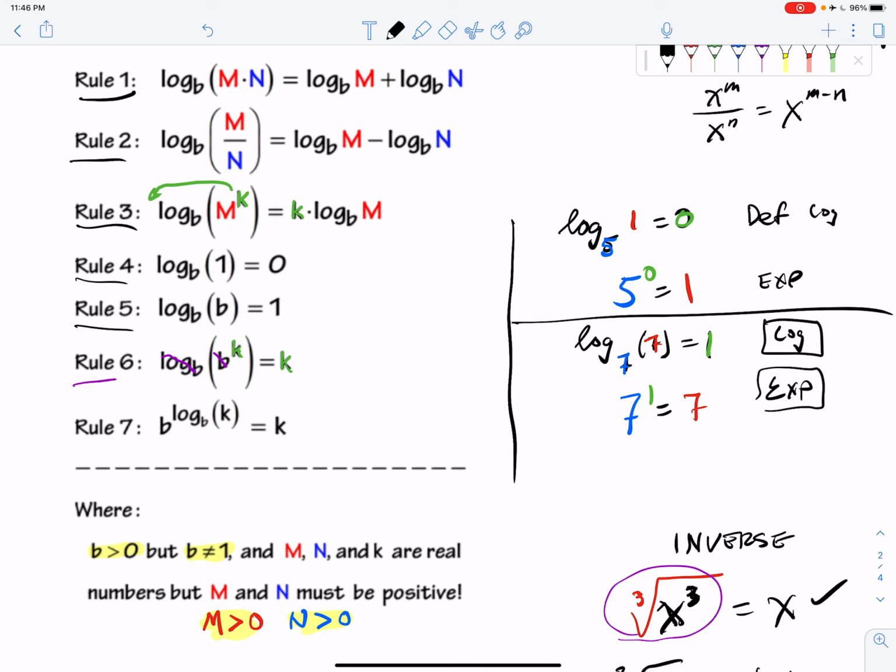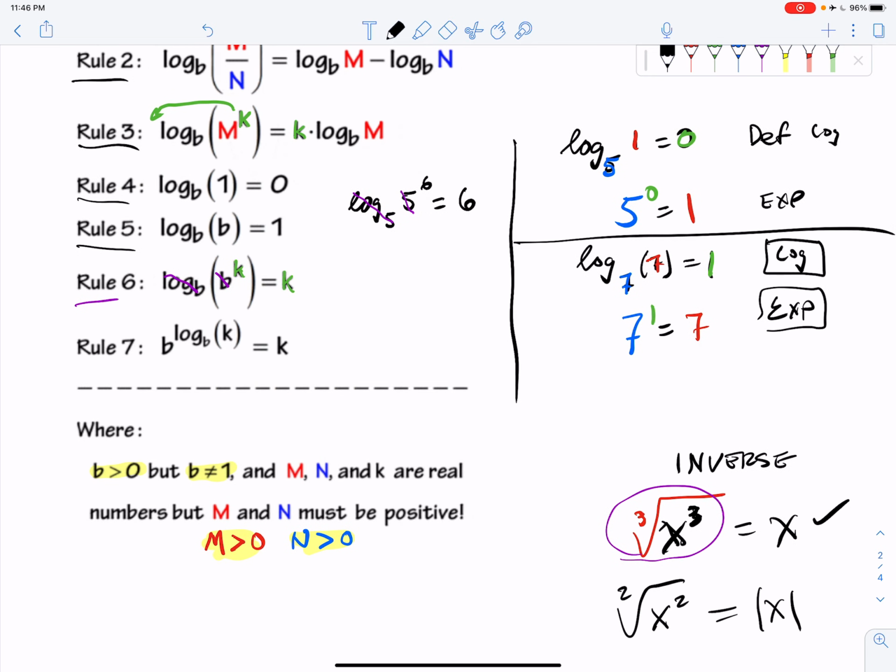What would that look like? It would look like something like this: log base 5 of 5 to the 6. Guess what that equals? You're going to quickly realize log base 5 and base 5 cancel each other out, and you're left with 6. And kind of the reverse of this is b to the log base b of k. This is rule number 7. They also undo each other and cancel out, and you're still left with whatever's in the argument, which is k.